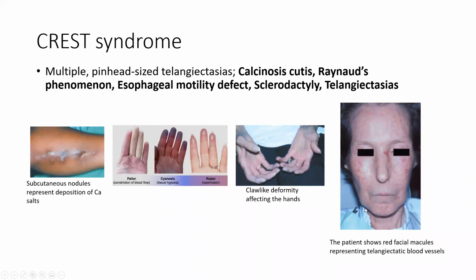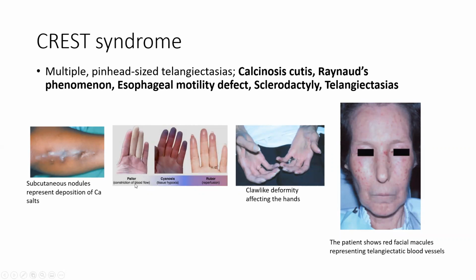Along with the facial telangiectatic lesions, we also have calcinosis cutis. That is nothing but subcutaneous nodules formed because of the deposition of calcium salts. This is how the calcinosis cutis is seen. Next is Raynaud's phenomenon as seen in this picture.